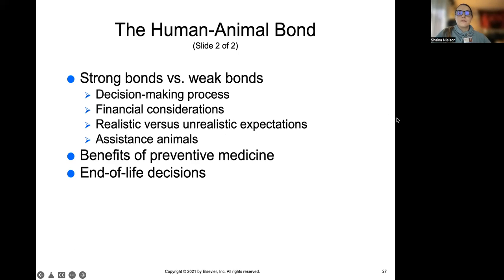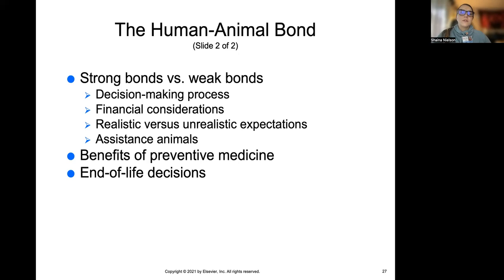Now we will see there's a few different types of bonds, strong bonds versus more weak bonds between that human and animal. And this can all tie into decision-making processes, which is also indicative of financial considerations. We can also see that there will be realistic versus unrealistic expectations, and this can change with assistance animals as well. And with those strong versus weak bonds, usually with those stronger bonds, we see benefits with preventative medicine and care, and also better end of life decisions.